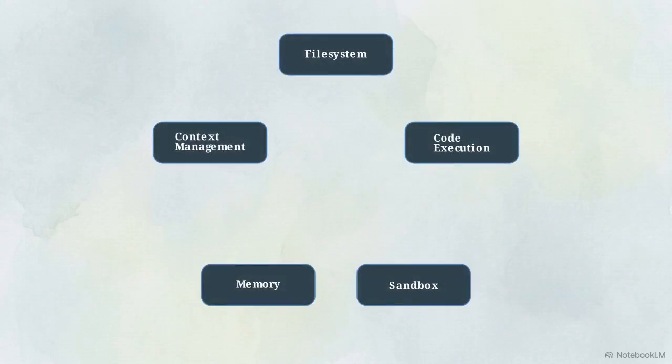This maps the 5 core OpenHands primitives: file system, code execution, sandbox, memory, and context management. They link together into a continuous cycle known as the agent loop. Let's trace the exact lifecycle of a single user turn as it navigates this entire event loop.